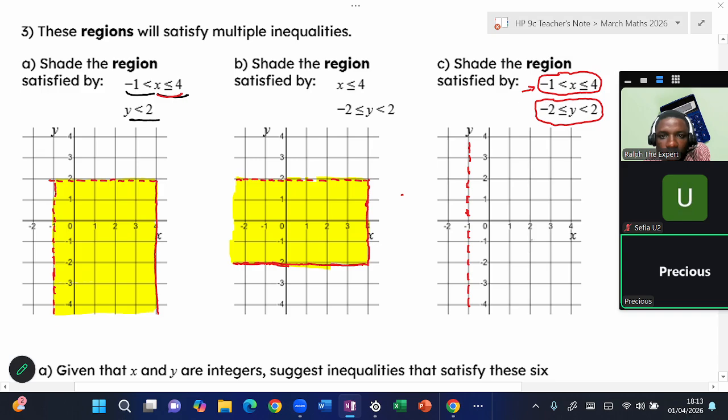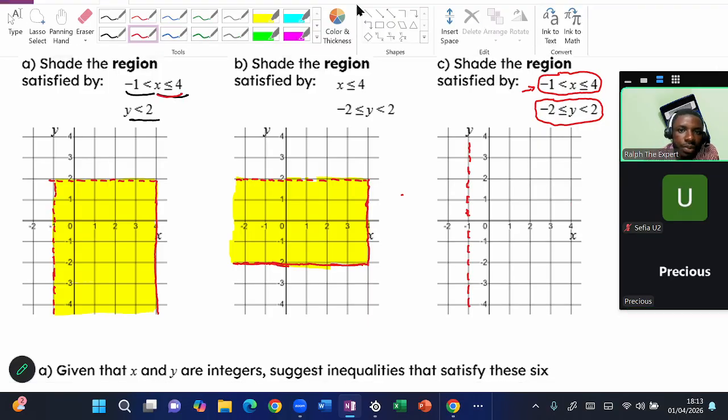Then you draw a line at x equals 4. Would it be a broken line or a solid line? It'd be a solid one, because it has an equal to.